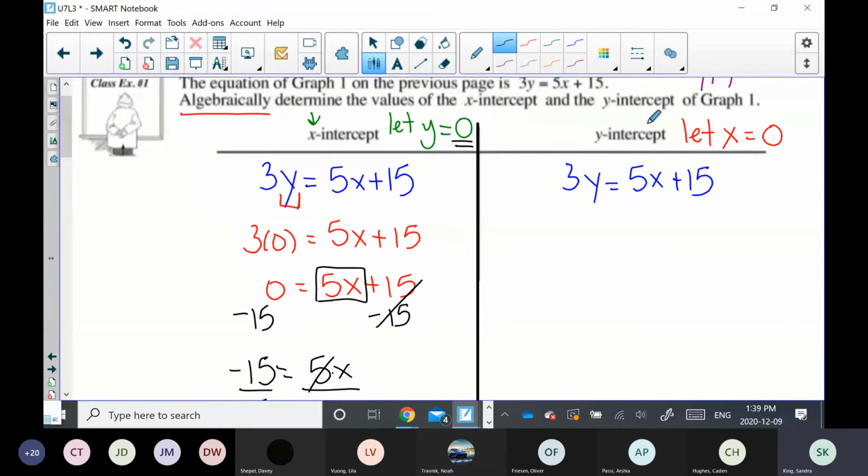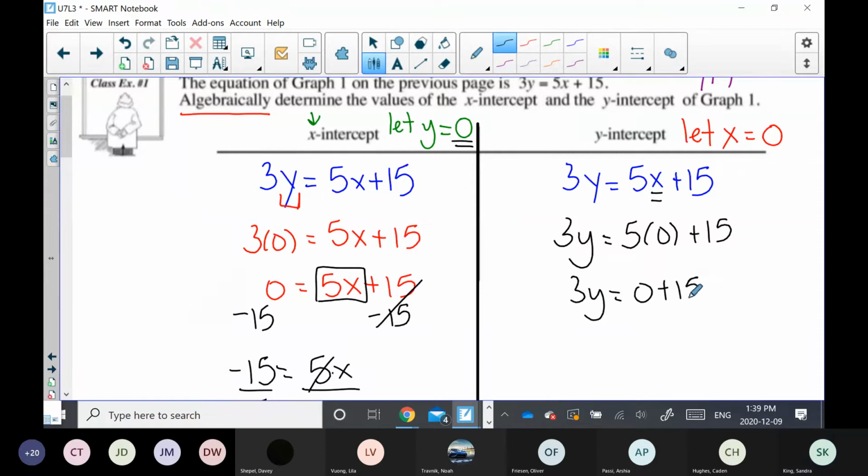Okay, now let's take that exact same equation and algebraically solve the y-intercept. So to solve the y-intercept, we are going to let x equal 0. So whenever you see an x, take that x out and put 0 in. So 3 times y is equal to 5 times 0 plus 15. Anything times 0 is 0. 3 times y is equal to 15.